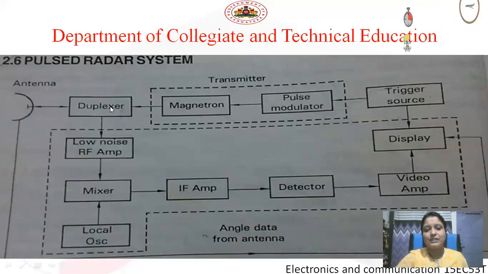Now what is the purpose of the duplexer? What is the purpose of the duplexer? In the earlier classes we have studied, the main purpose of the duplexer is for the protection of the receiver section.